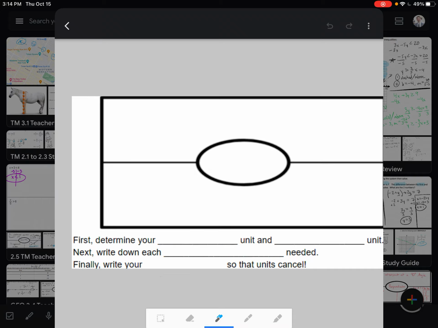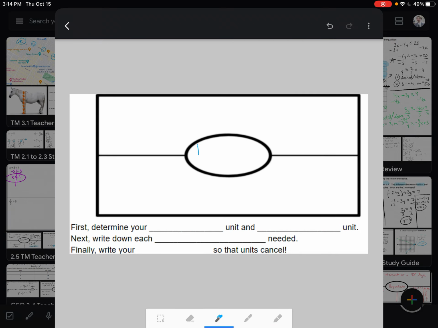So our definition for today is also our skill, dimensional analysis. This is a method of using equal quantities to convert units.